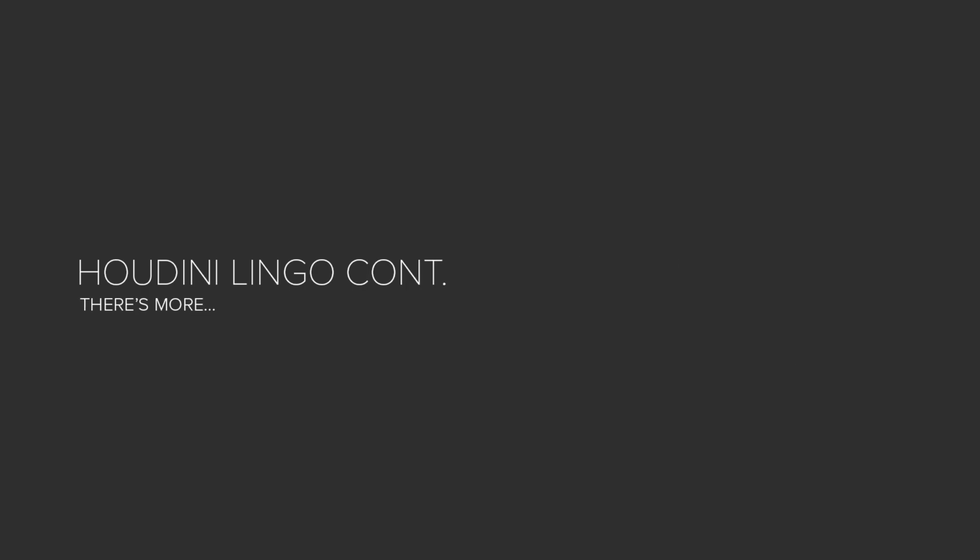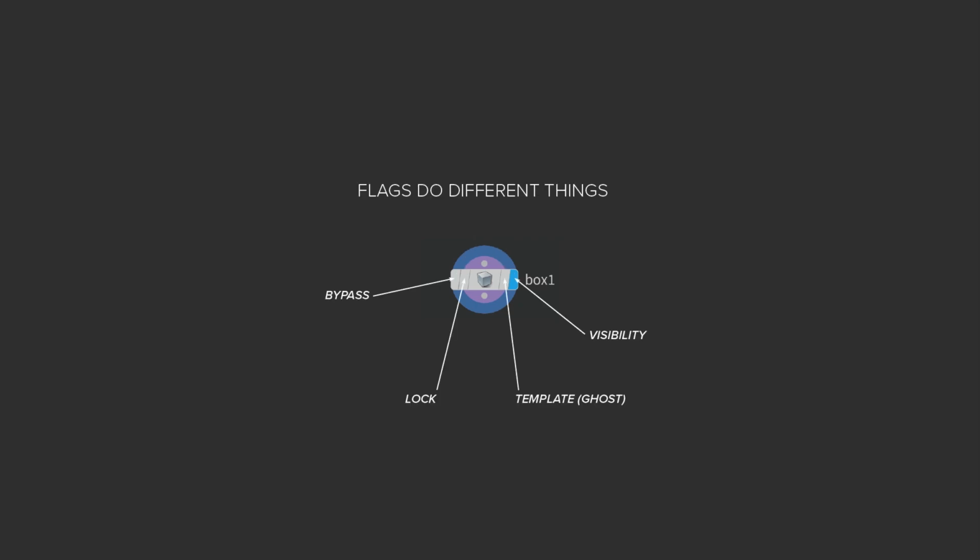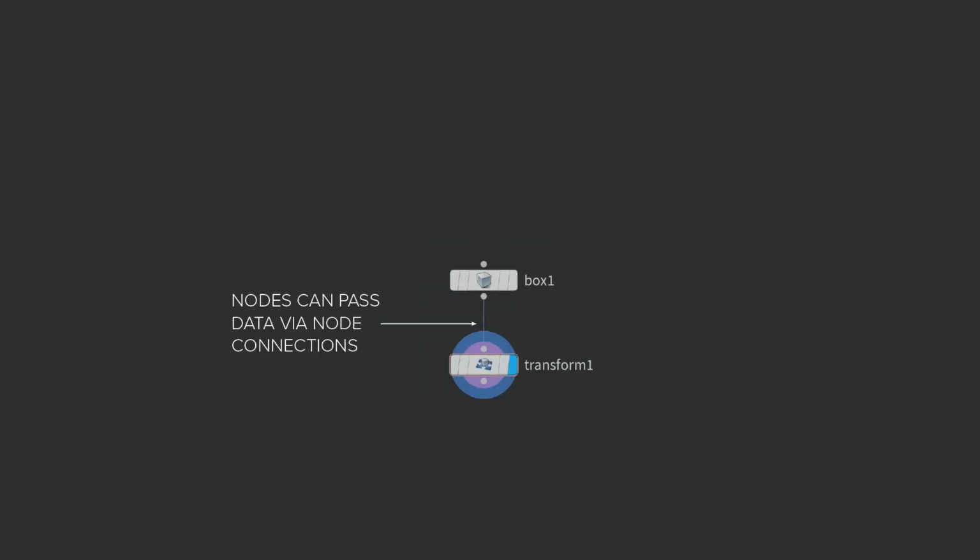So more Houdini lingo, because of course there's more. This is what a node looks like in Houdini. The node has flags. These flags do all kinds of different things. So the one on the left is your bypass flag to turn off the node. There's the lock flag. There's the template flag, which kind of ghosts the node. And then there's the visibility flag, which is probably the most important and the one that you use the most often. Nodes can pass data via node connections to other nodes.